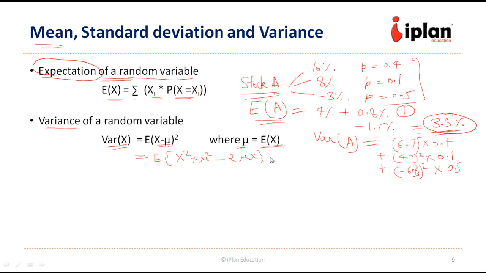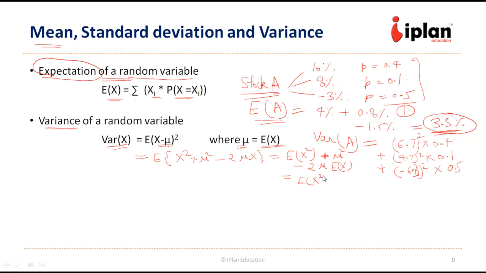So if we further expand it, this becomes expectation of x square plus expectation of mu square, which is nothing but mu square itself, since it is a constant, it is not a random variable. Expectation of a constant is the same as the value of the constant, minus 2 into mu into expectation of x. Mu has come out because it is a constant. If we further calculate, expectation of x is nothing but mu.